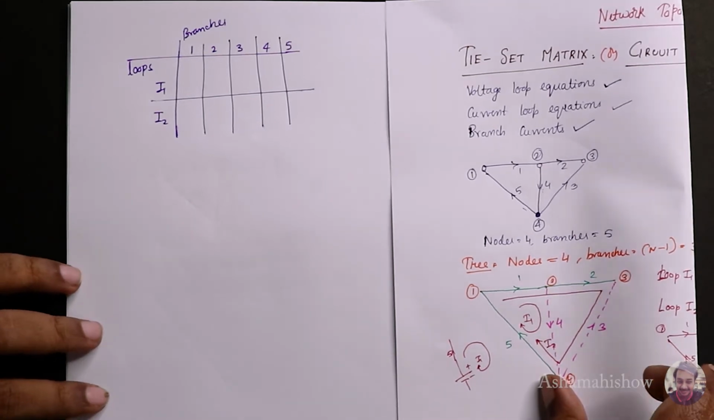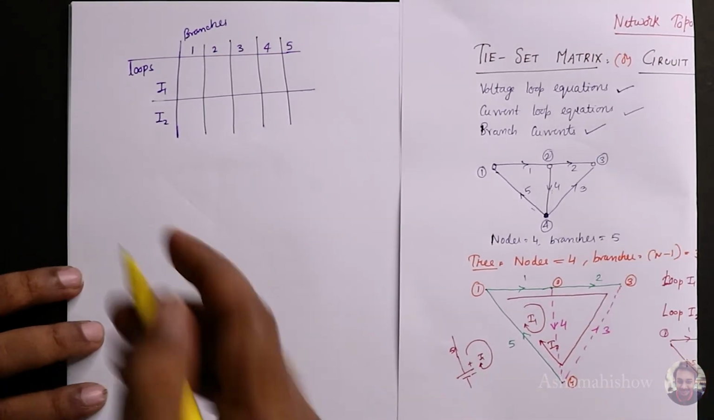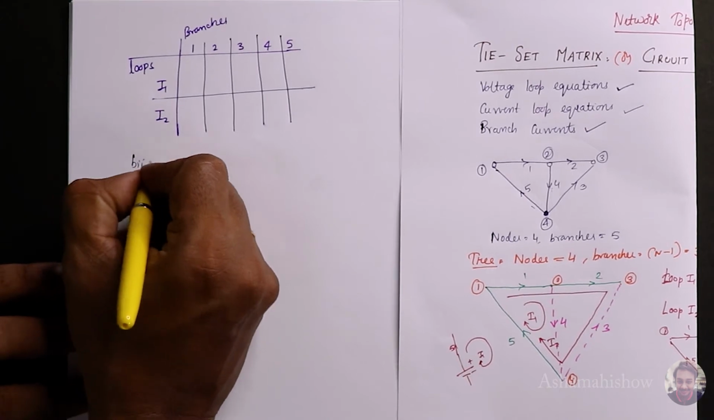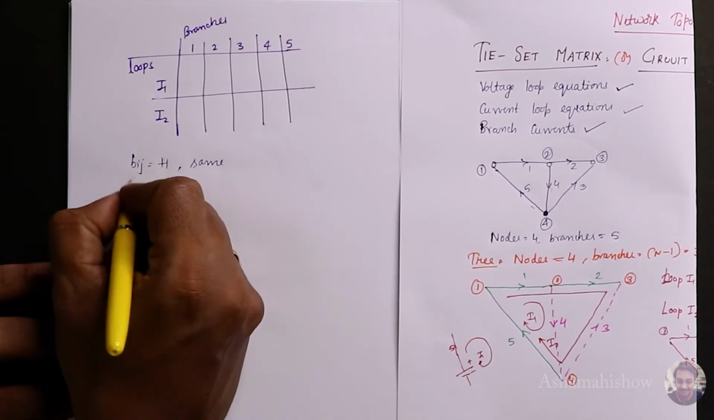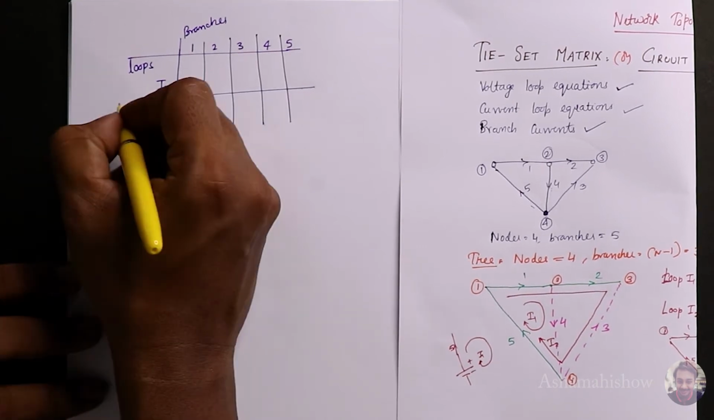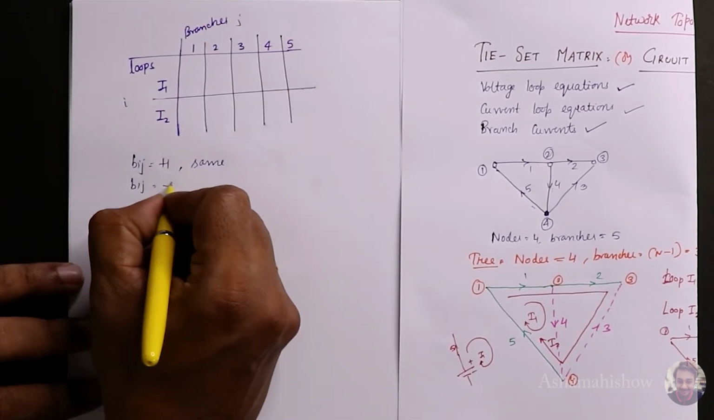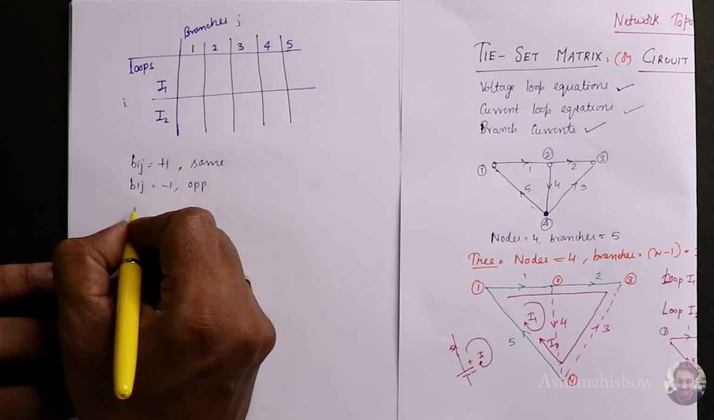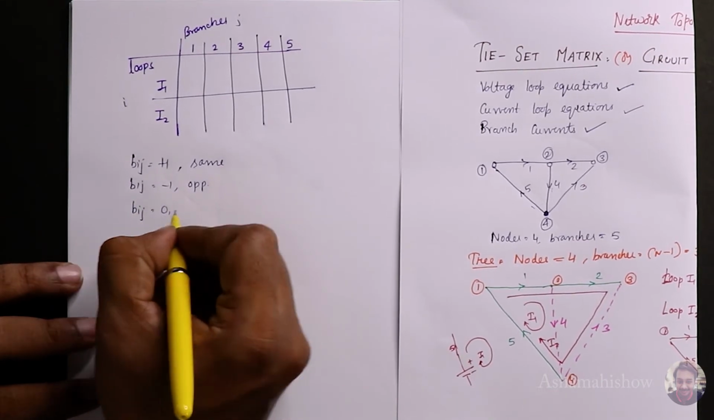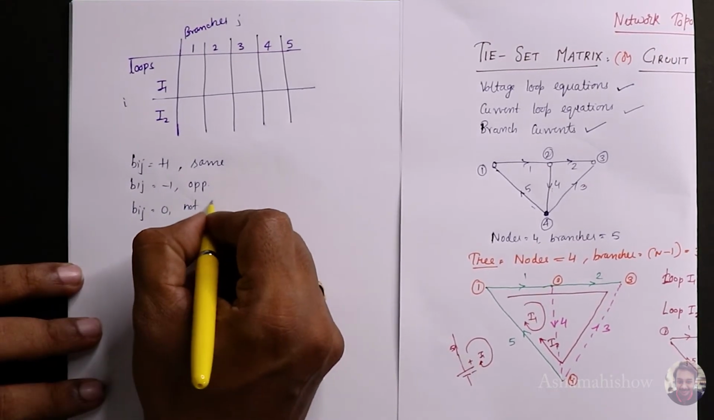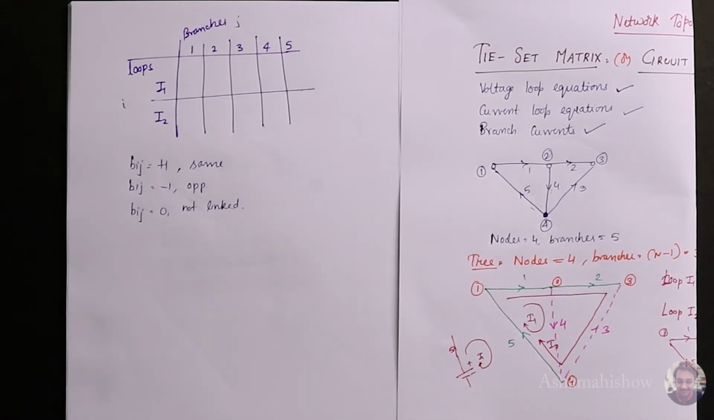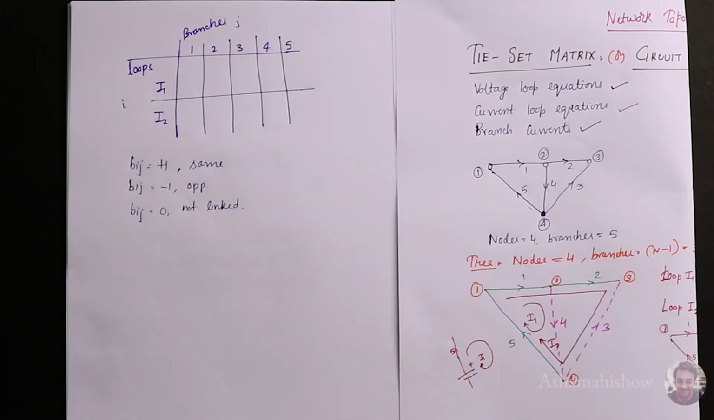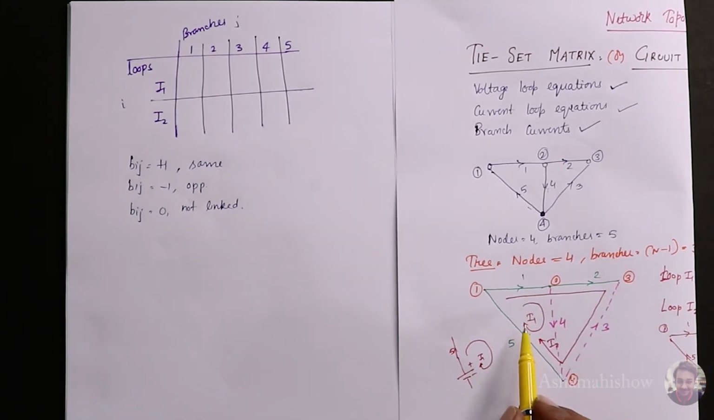Now, as we said, we'll write it here. Your Bij equal to plus 1 when the directions are the same. Your Bij, where this is I and this is J, equal to minus 1 when the directions are opposite, and your Bij is equal to 0 when they are not linked or not in the fundamental loop. Okay, now see carefully from this diagram.